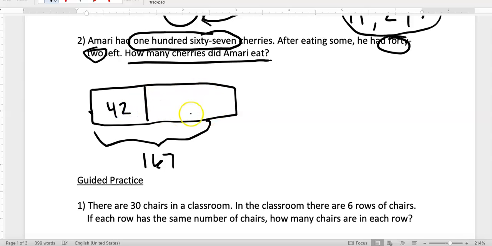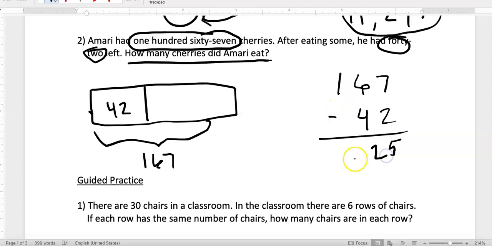Whenever we have one part of this model missing, we need to subtract to figure out that part. So I have 167. I'm going to come off to the side. Minus 42. This is a very simple subtraction problem. 7 minus 2 gives me 5. 6 minus 4 gives me 2. 1 minus 0 gives me 1. So the answer to this part of the box is 125. So Amari ate 125 cherries, and he had 42 of those cherries that were left. I'll meet you in the guided practice for our division problems.